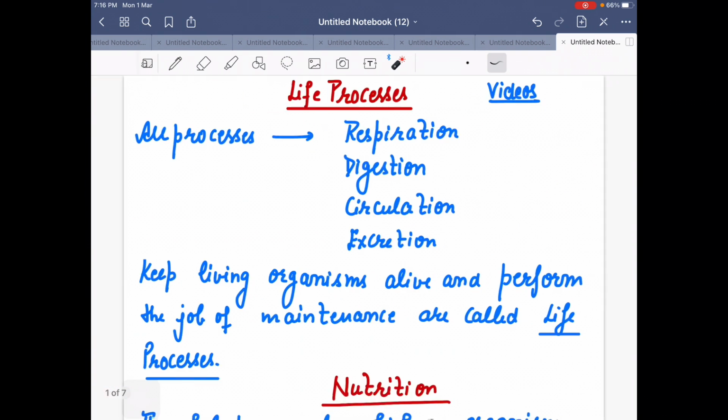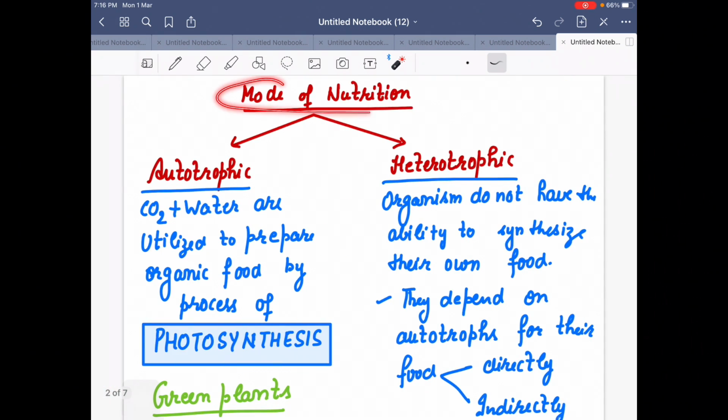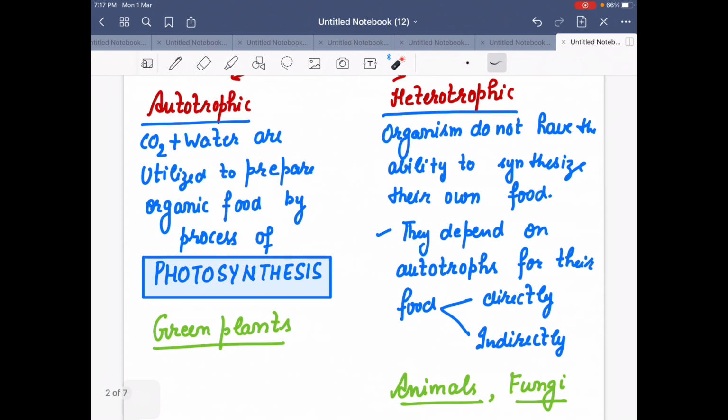On the basis of this concept, we have another heading, that is mode of nutrition. If you are making your own food, then those organisms are autotrophic, like plants. Those who are dependent are heterotrophic. Now here comes the most important part, the equation of photosynthesis or definition of photosynthesis. Plants utilize CO2 and water, and these are the inorganic materials used to prepare their food. And what food do they make? They make glucose, an organic food, by the process of photosynthesis.